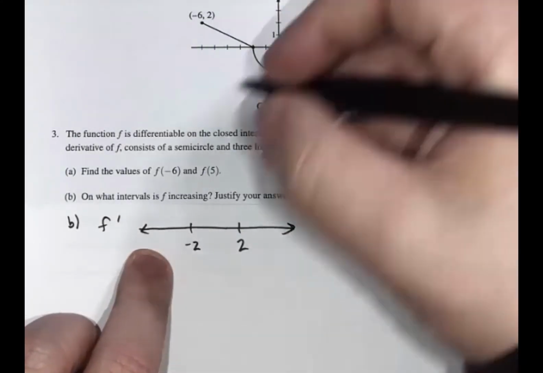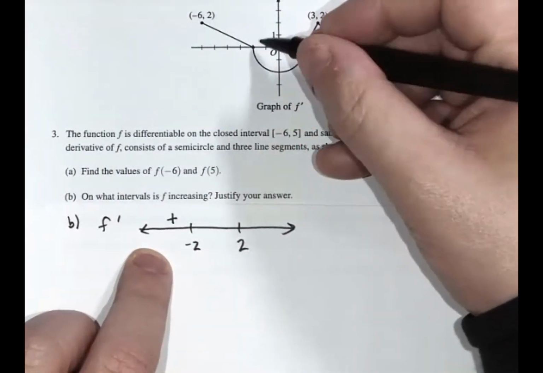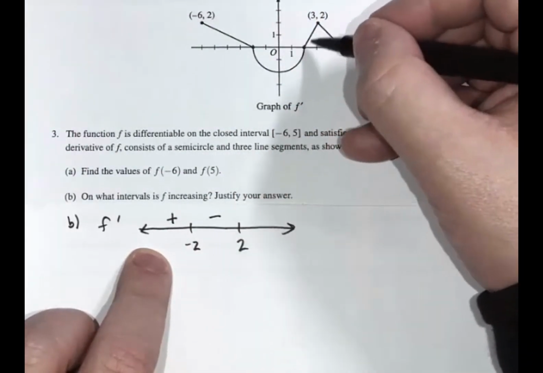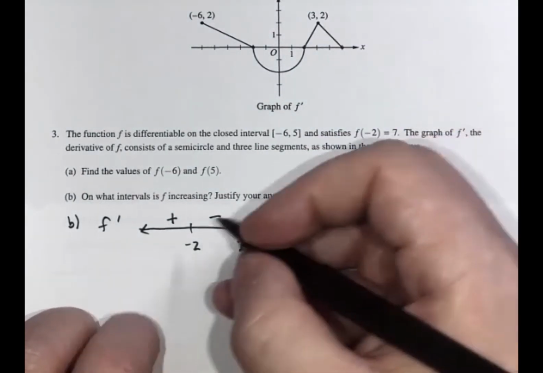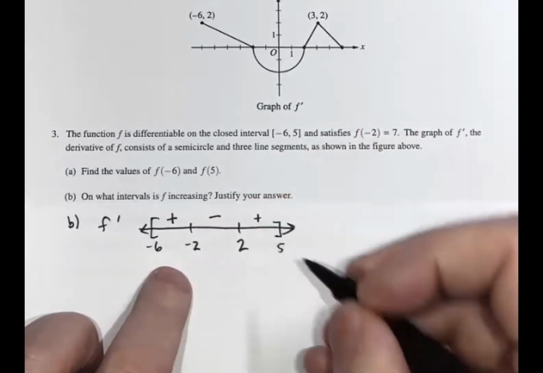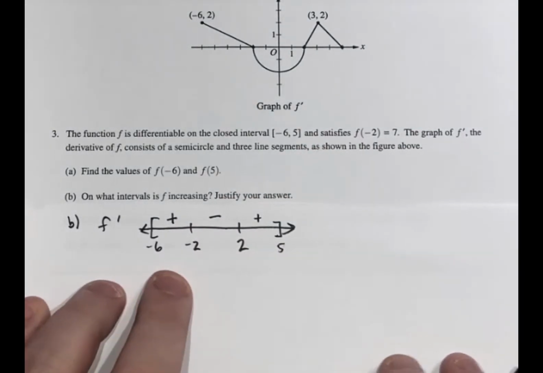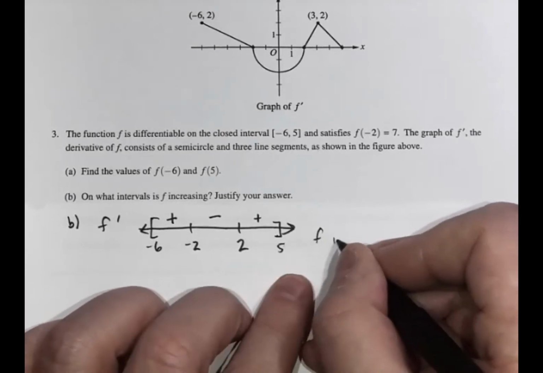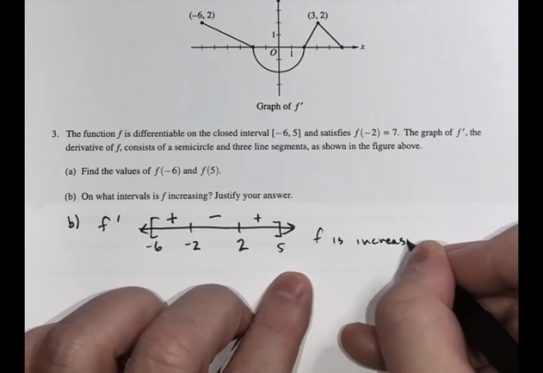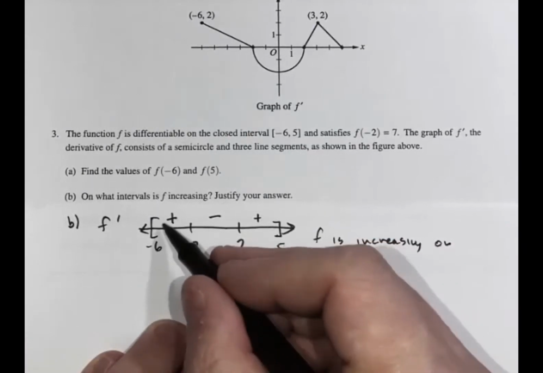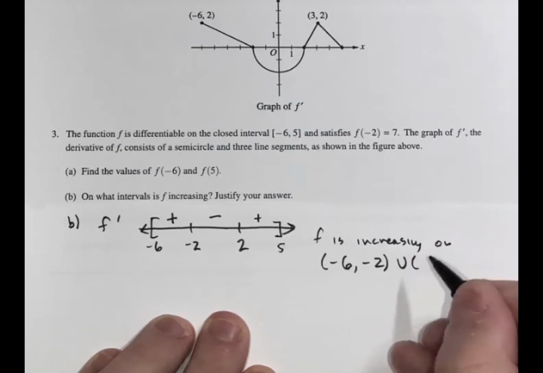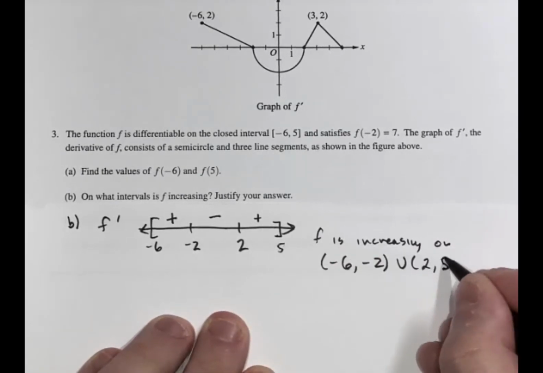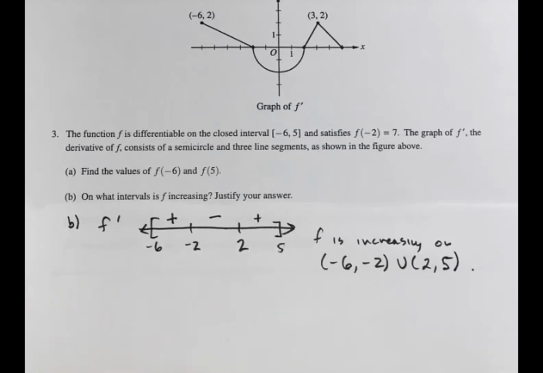Before -2, the derivative is positive. Between -2 and 2, it's negative on that semicircle, and over here it is positive. And remember, this is only considered on the interval from -6 to 5. So f is increasing on the places where the derivative is positive. That would be -6 to -2, unioned with the interval from 2 to 5. So that was a nicer one than the last one, right? A little bit less work.